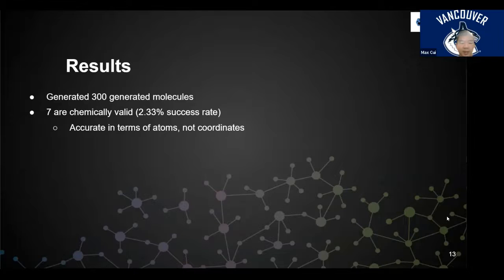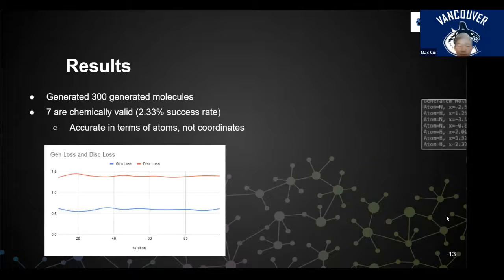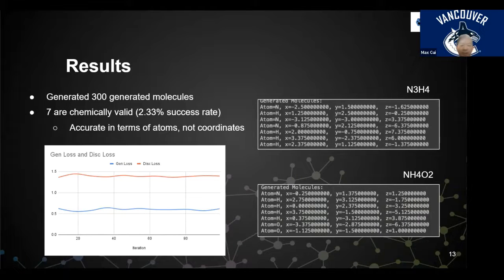As of right now, we've generated around 300 molecules, of which 7 are sufficiently accurate. What that means is basically the atoms in the molecule are accurate, but not their coordinates, because that requires a bigger range and precision in the analog to digital converter. You can see some of the examples of what we've generated on the right. Both of these molecules actually exist. And on the bottom, you can see our generator and discriminator loss for your own interpretation.